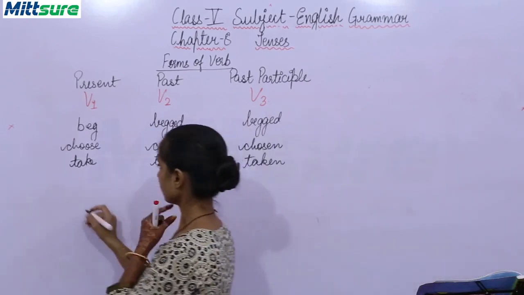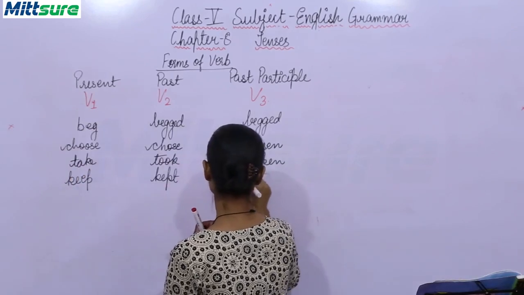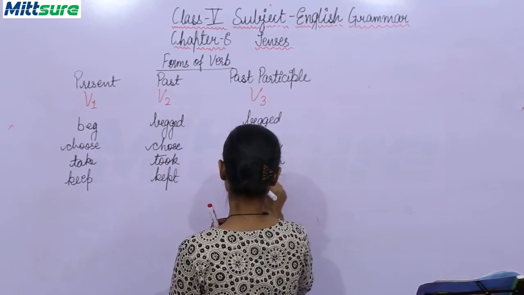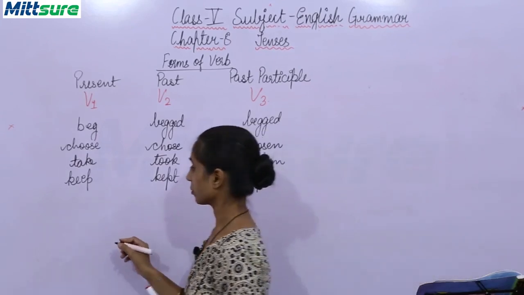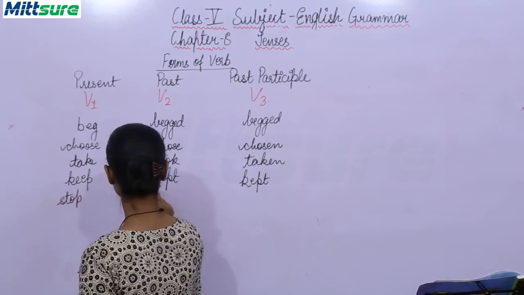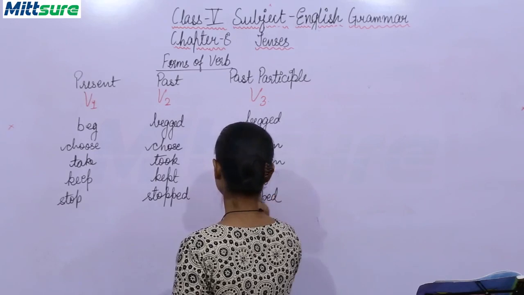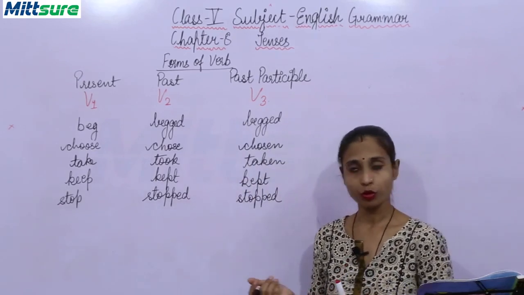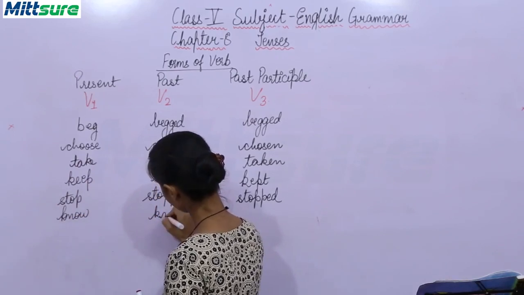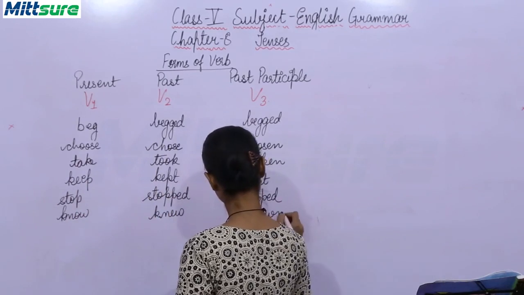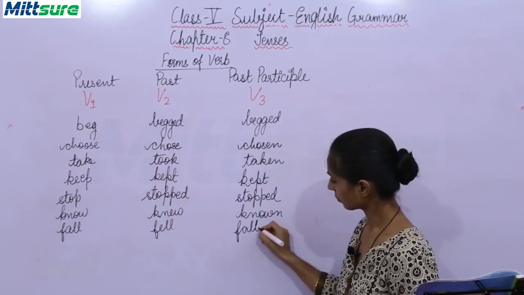Keep, kept, kept. Then you can say stop, stopped, stopped. Then let us write know, knew, known. Fall, fell, fallen.